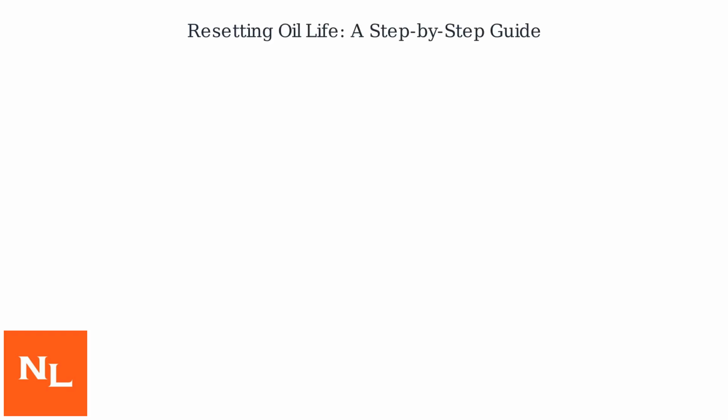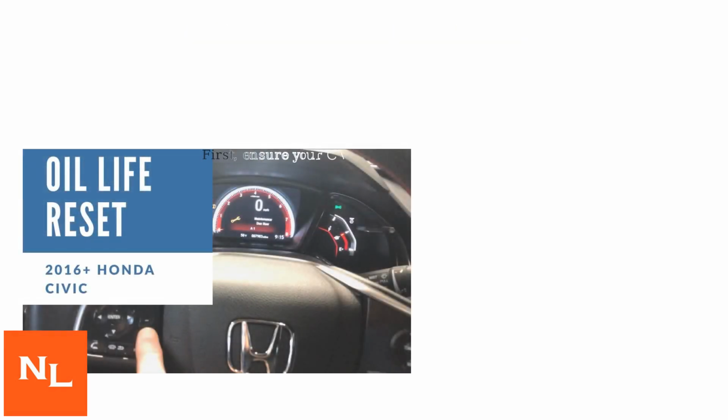The oil life indicator on your 2022-2023 Honda Civic's dashboard alerts you when an oil change is due. Resetting it after an oil change is crucial to recalibrate the system and clear the maintenance due light. Here's how. First, ensure your Civic is turned off, but the key is in the on position.